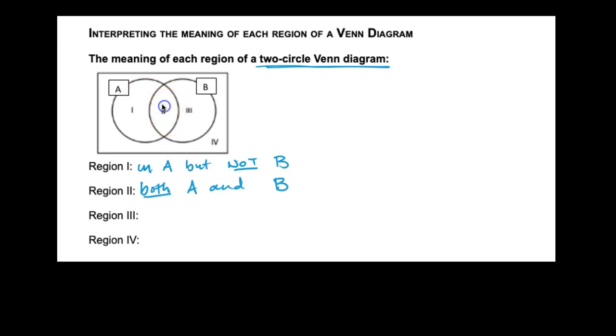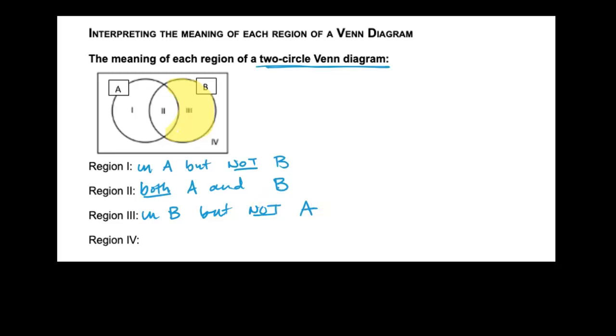Okay, so next we have region 3. So region 3 is right here, and I'll highlight that region. So that region is the circle B that is not touching A. So the description we could write would be that element would be in B, but not A.